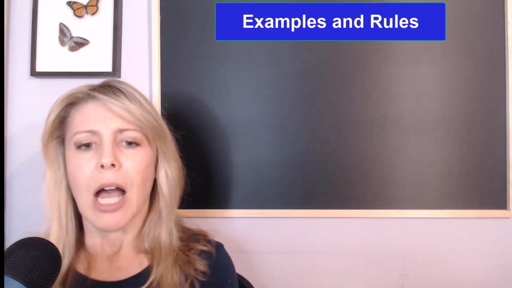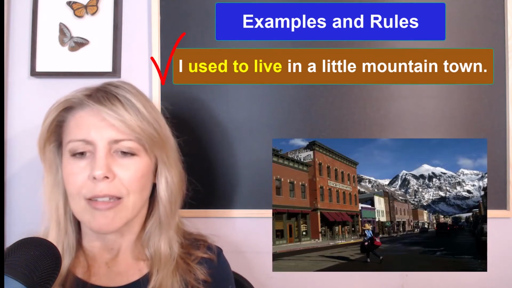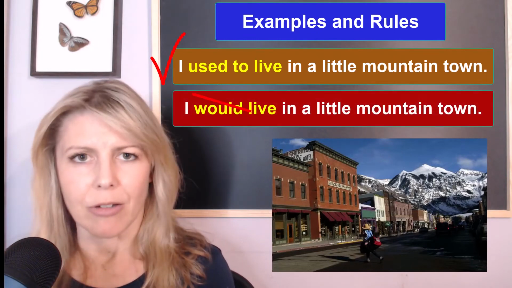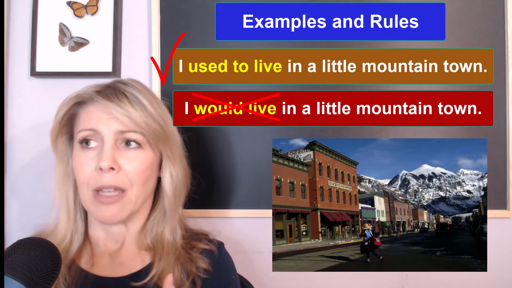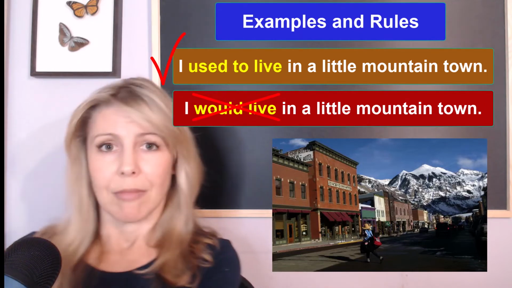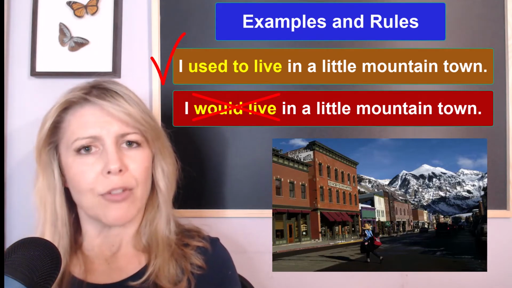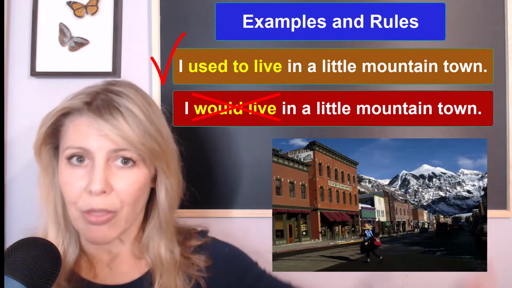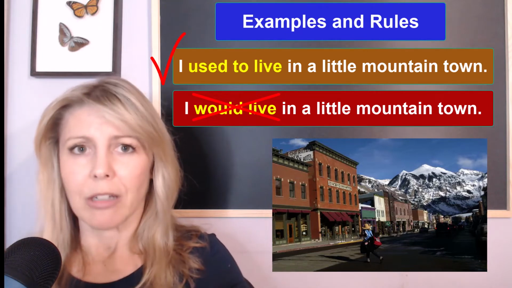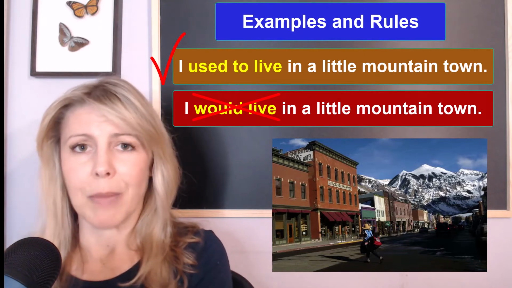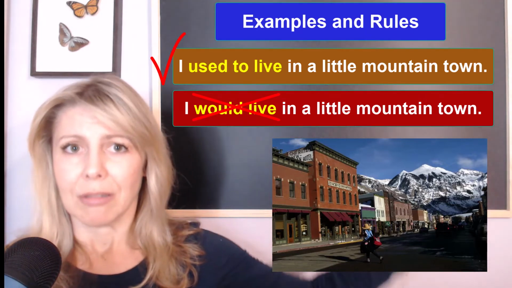Let's try live. Normally we say, I used to live in a little mountain town. Not, I would live in a little mountain town. If I said I would live in a little mountain town, it sounds like, oh, if I had the opportunity, I would go live in a little mountain town. You see, it just doesn't work. I have to use used to when I'm talking about the past. Okay, otherwise, people will think I'm talking about now, that I want to go live in a little mountain town now, rather than at one time in the past, I lived in a mountain town.